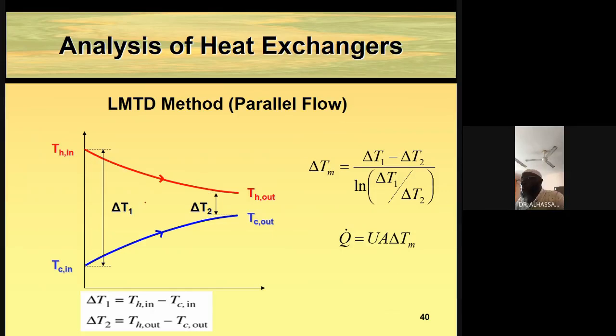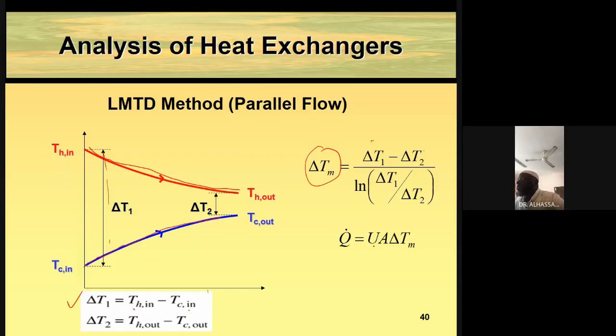Here we have a parallel flow situation. Parallel flow situation means the cold fluid is increasing like this, and then the hot fluid is decreasing in this way. So delta T1 is this temperature difference. Delta T1 is defined as hot inlet minus cold inlet, and then delta T2 is hot outlet minus cold outlet. So now our delta Tm is defined as delta T1 minus delta T2 divided by log of delta T1 divided by delta T2.